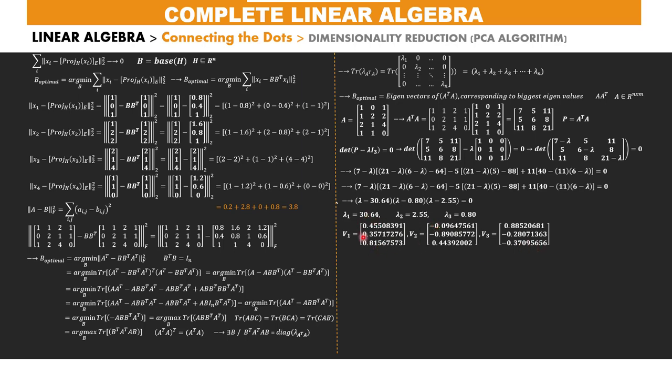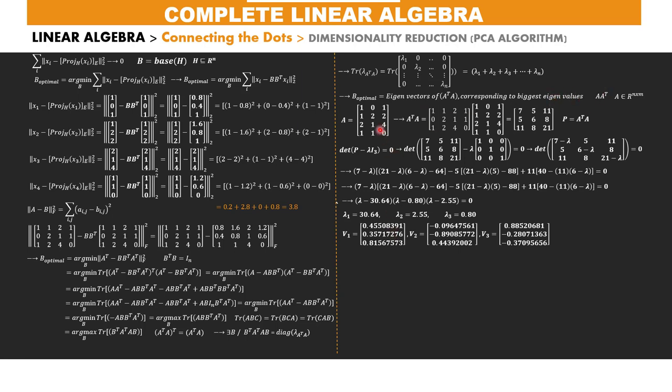In this case, we've already done this. So here we have 3 orthonormal vectors. And then coming back to how to obtain B optimal, we had said that B optimal is gotten by getting the eigenvectors of A transpose A corresponding to the biggest eigenvalues.